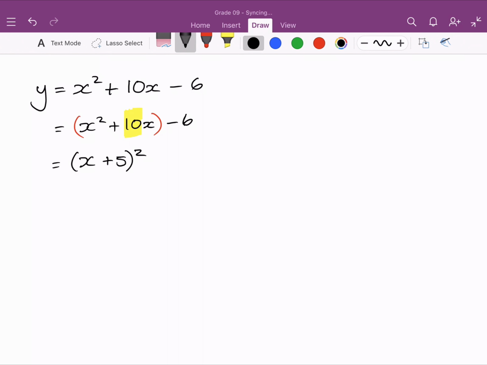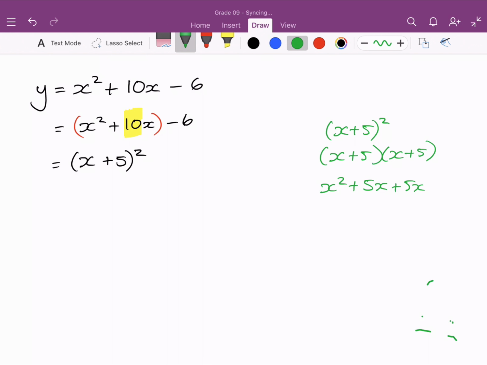Now we're not finished yet, we're almost there. Let's go across to the right hand side and multiply out our x plus 5 all squared. So we'll get our x plus 5 all squared, which is x plus 5 times x plus 5. Now that's x times x, which is x squared. Then we have x times 5, which is plus 5x, 5 times x, which is plus 5x, and 5 times 5 is plus 25. Tidy this all up, x squared plus 10x plus 25.